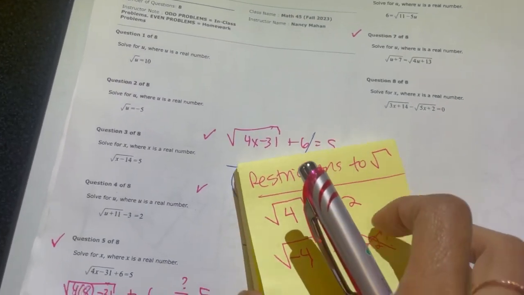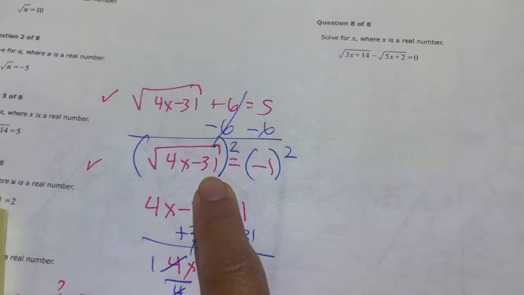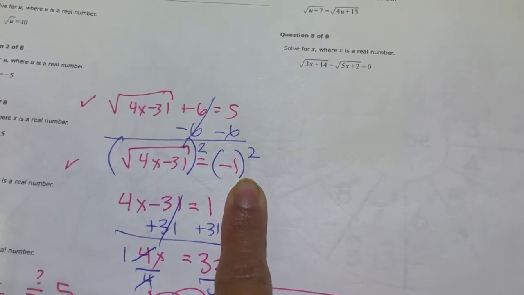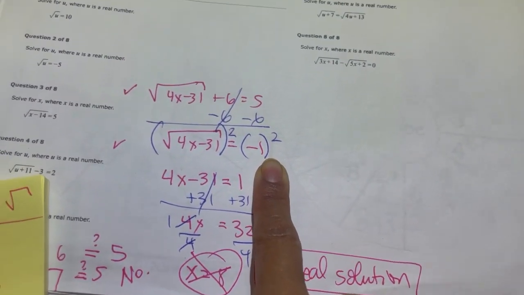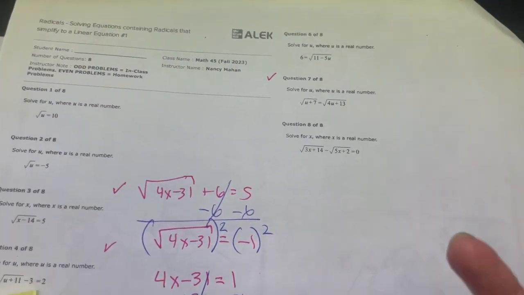So here, when we have a problem such as this, where we have square root of 4x minus 31 equals negative 1, the minute I saw that, I already knew this answer is no real solution. I didn't have to keep going, because you can't have a square root equal to a negative number, since it'll be no real solution.